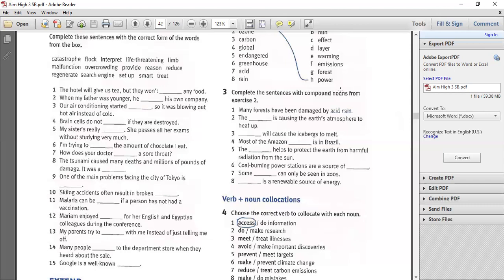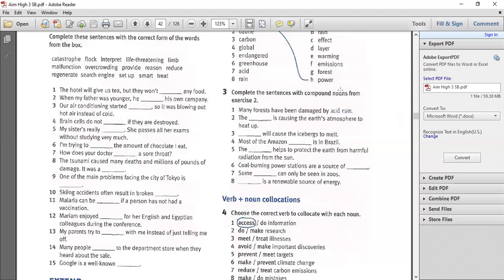How does your doctor treat a sore throat? Treat. Super excellent. That tsunami caused many deaths and millions of pounds of damage. It was a catastrophe. One of the main problems facing the city of Tokyo is overcrowding. Super excellent.